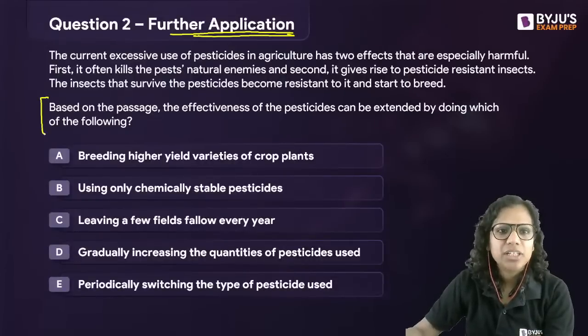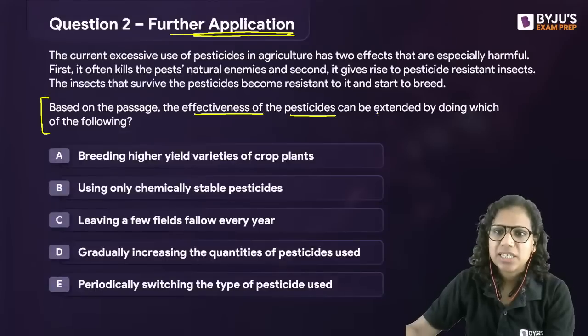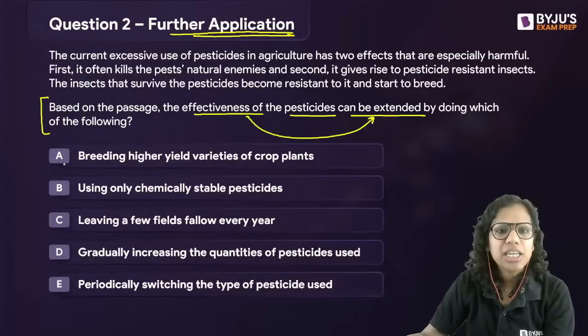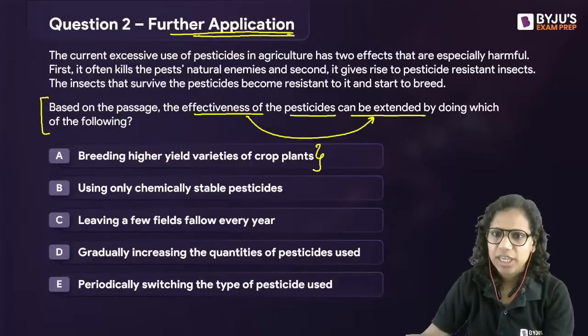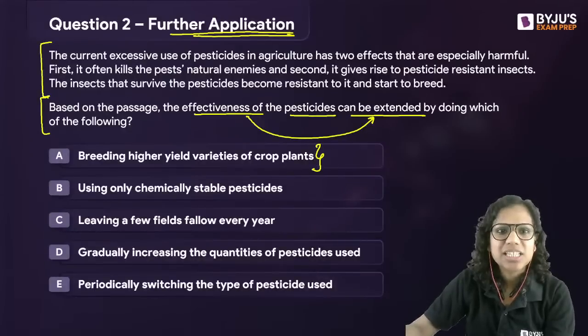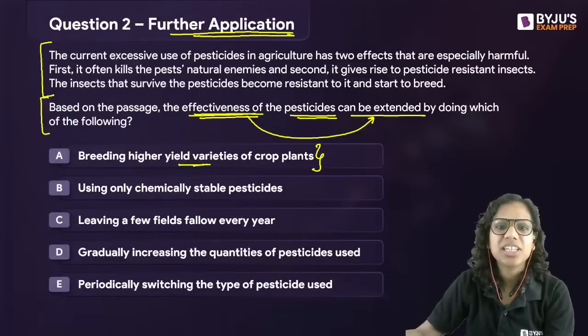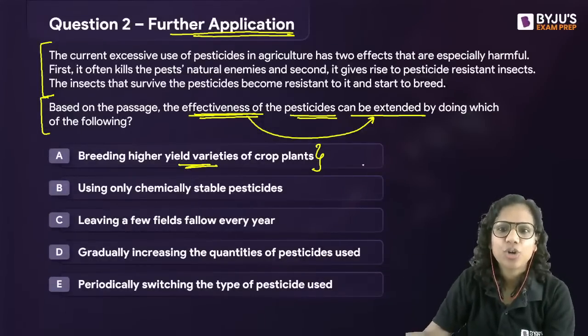Now you have to understand what the question stem is asking you. Based on the passage, the effectiveness of the pesticides can be extended. How can the effectiveness be extended? By doing which of the following? So A says breeding higher yield varieties of crop plants. Does my paragraph discuss this? High yield or low yield varieties, and how is it going to increase the effectiveness of pesticides? It is just going to increase the productivity of my crop, isn't it? So A is not related.